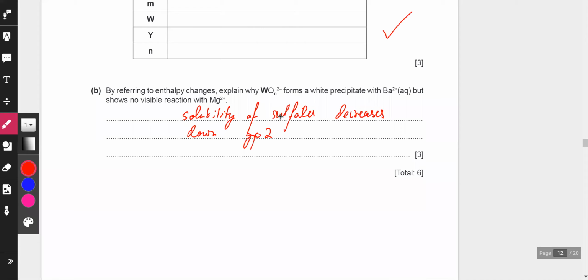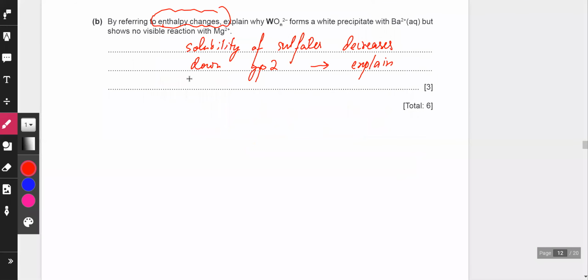And the question is actually a lot more complicated. It's not that simple. Because to answer this question, basically he's asking for an explanation for this. And remember, you're going to get a typical question like this a lot of times, where you have to explain this. You have to use enthalpy changes to explain this. I'm going to explain everything in detail now.